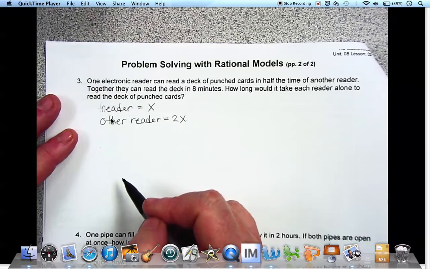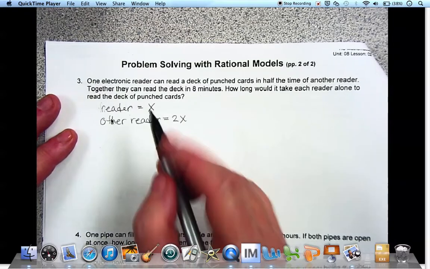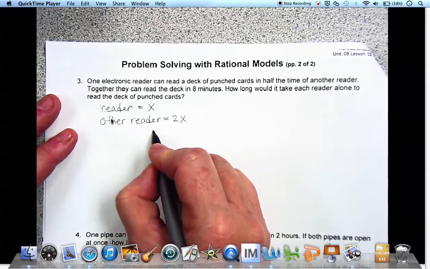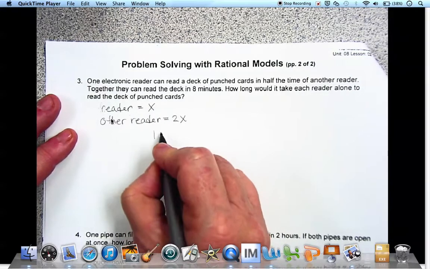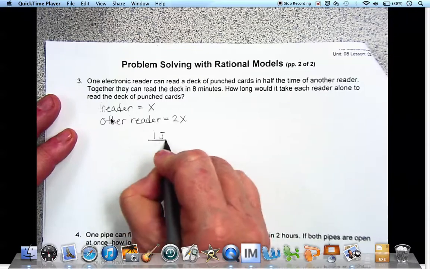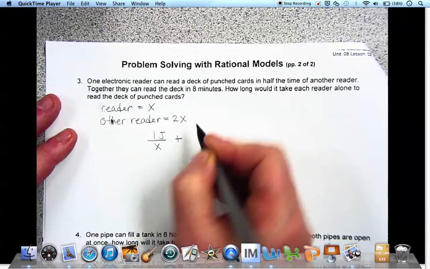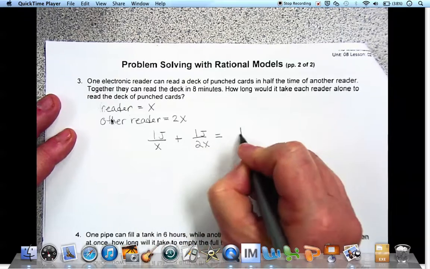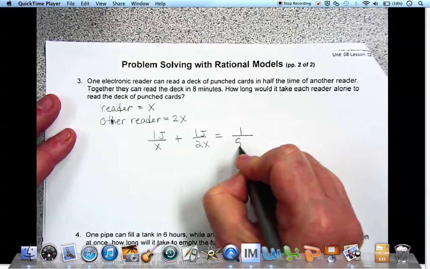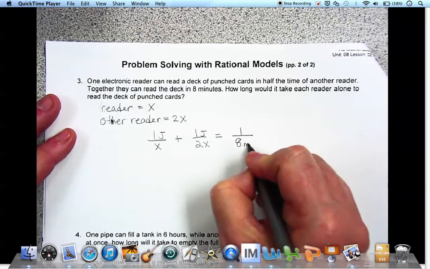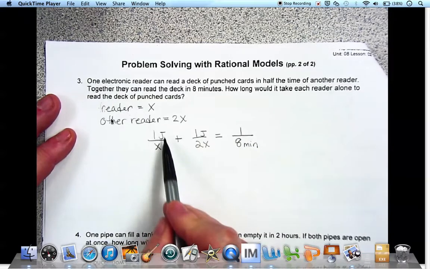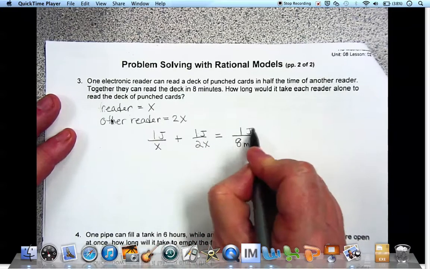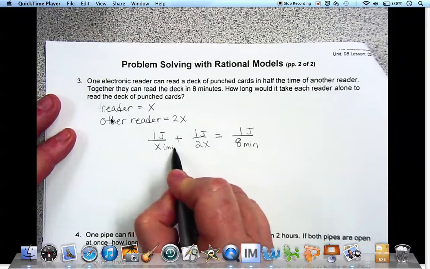Together they can read the deck in 8 minutes. So we're going to have one job over x, plus one job over 2x, is going to equal one job over 8 together, or however long it takes them to do it together. So this is job over time plus job over time equals job over time. So these are all in minutes.